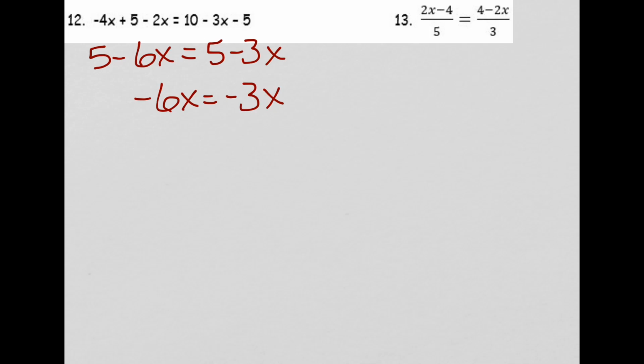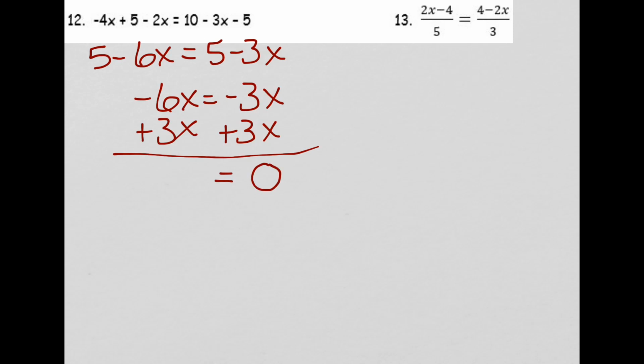Because if I was trying to move all my x's to the same side, and I'm going to add 3x to both sides, don't just draw the line through it and cancel it, because you'll be lost. Negative 3x plus 3x is 0. And negative 6x plus 3x is negative 3x. Negative 3x equals 0. What? What does that mean? Does that mean it's no solution?